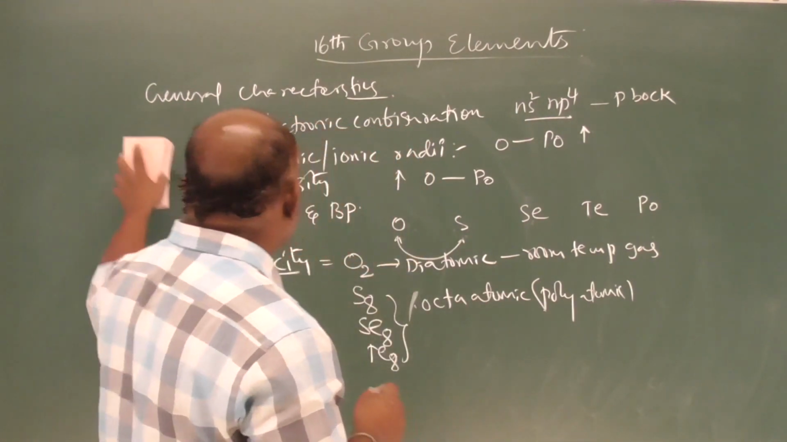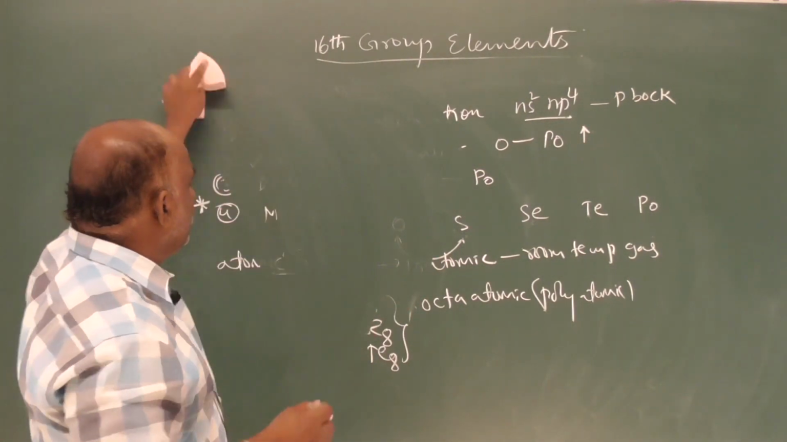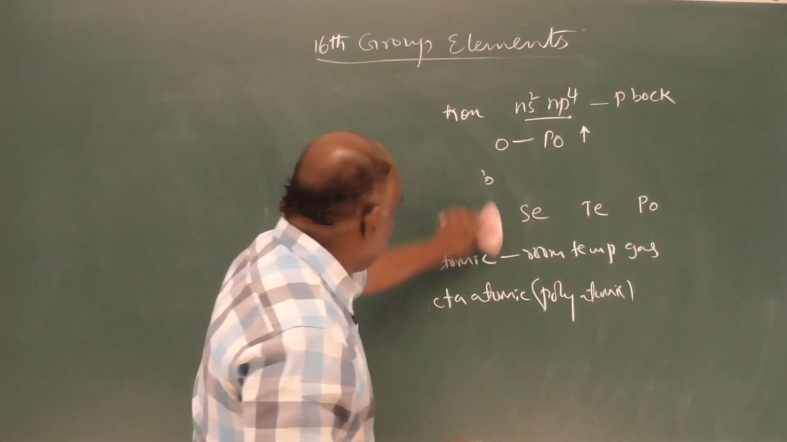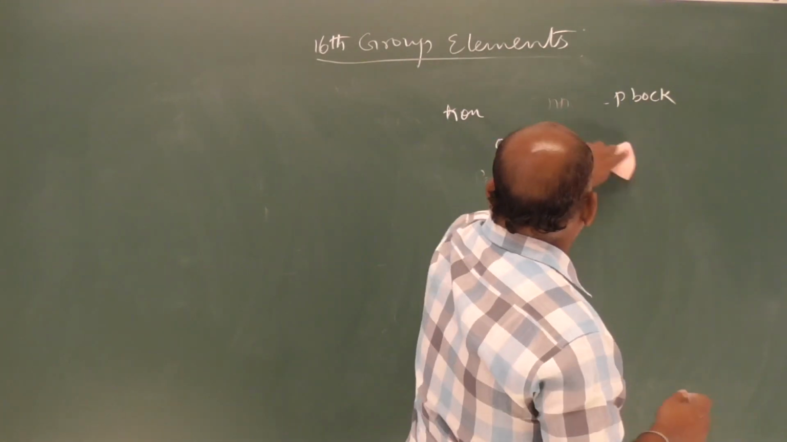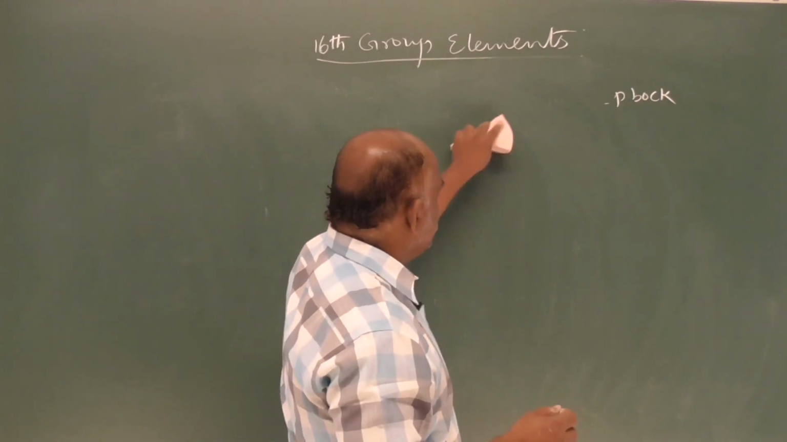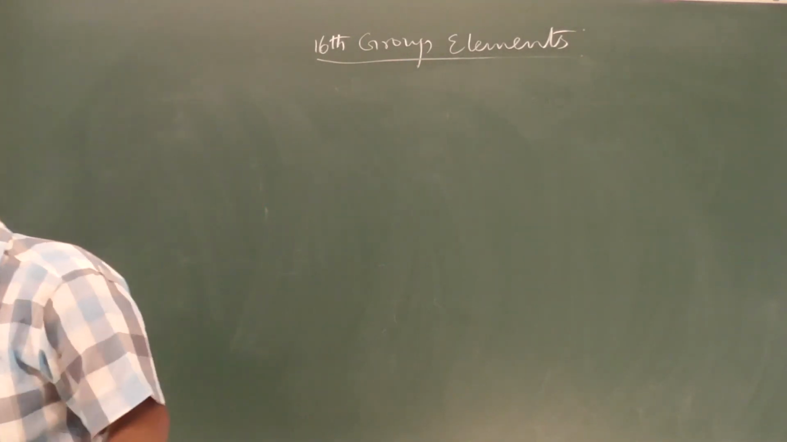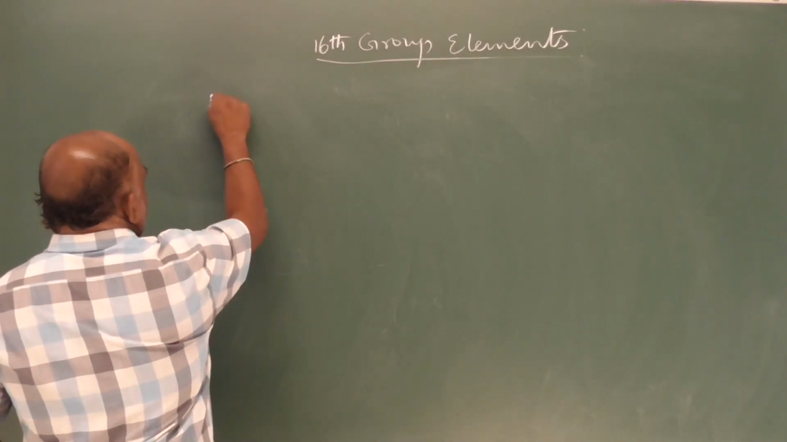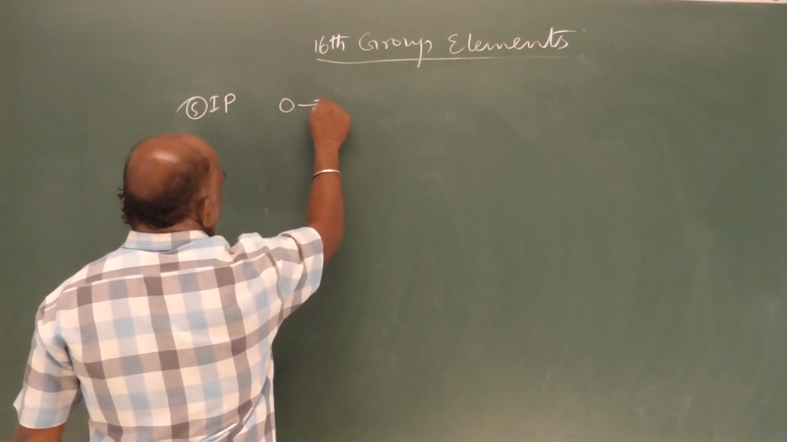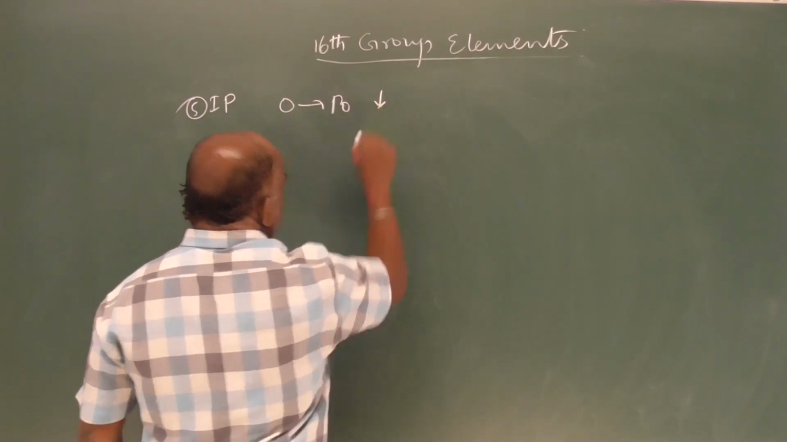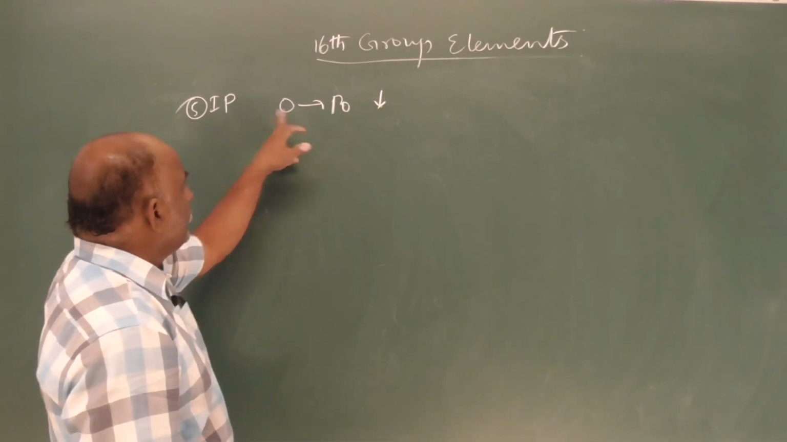You have to notice these points. After this we have to discuss ionization potential, electron gain enthalpy, electronegativity, physical state, and different types of general properties. After completion of the general properties, next we will discuss chemical properties. So, ionization potential, it is the fifth point. Generally, from oxygen to polonium, ionization potential values decrease.